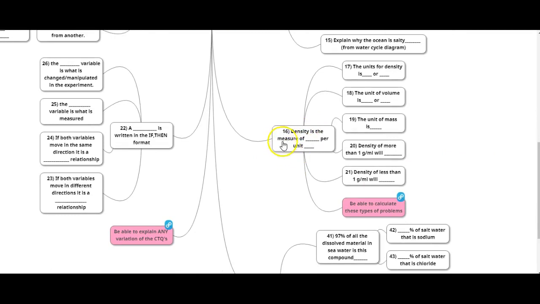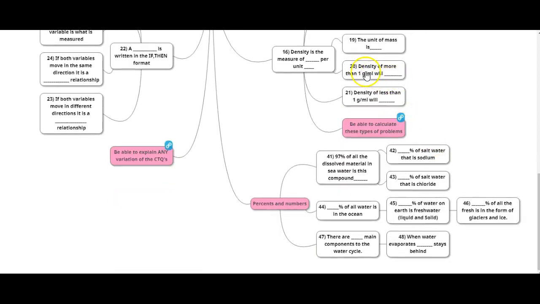Over here, density is a measure of mass per unit volume. So if you put like g per mL, that's probably okay, or gram per cm cubed, that's fine. But really it should be mass per unit volume. Unit for density, just make sure you know mL, cm cubed. Unit for density is grams per mL or grams per centimeter cubed. Unit for volume is mL or cm cubed. Unit for mass is always gram.